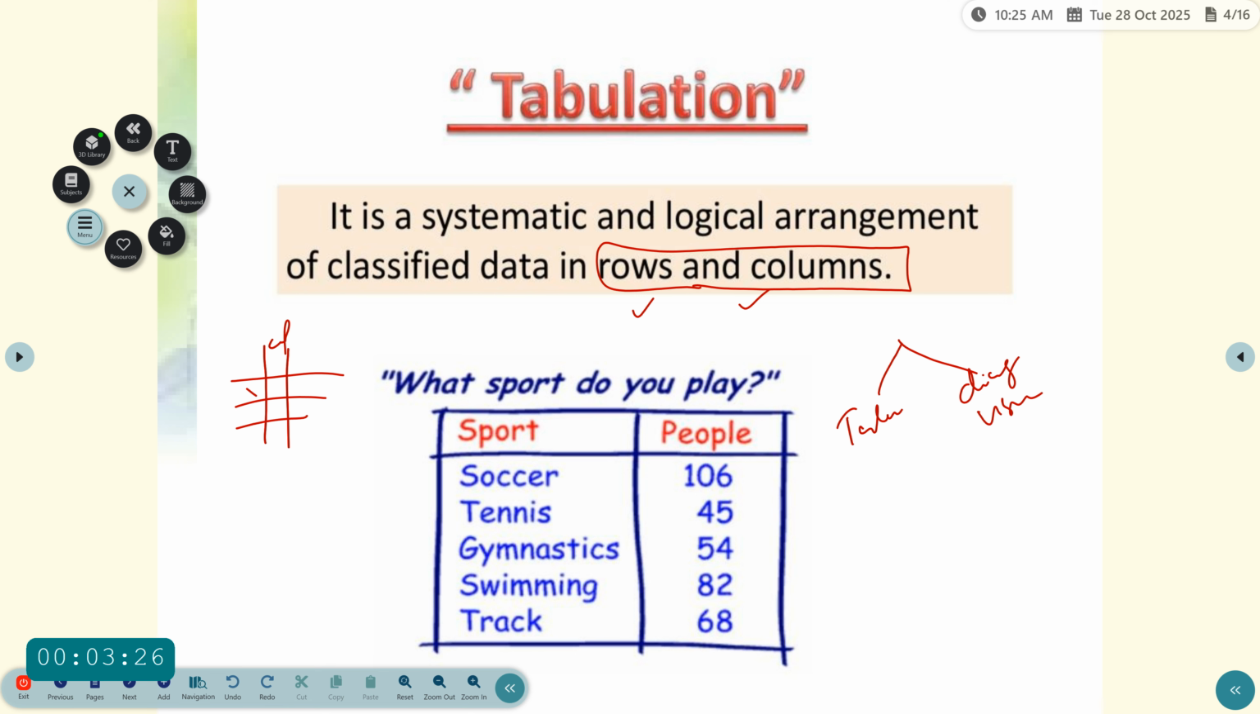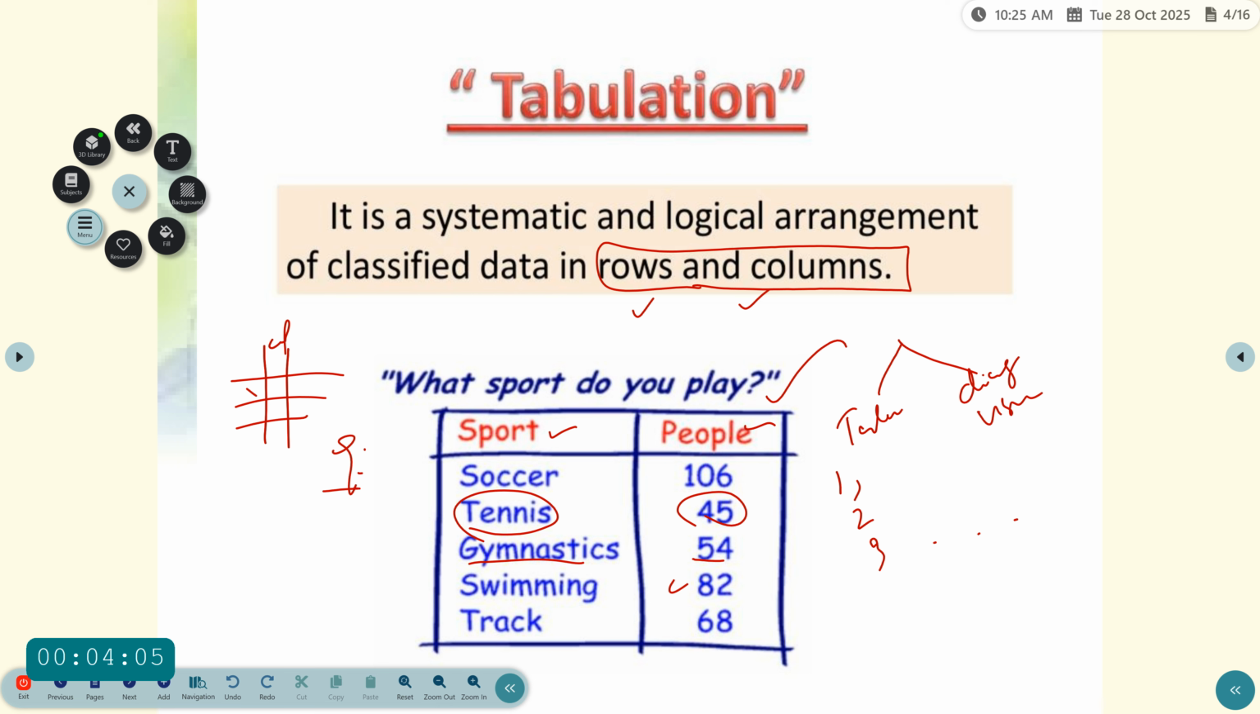So now let us see tabulation. What sport do you play? It is a simple example for you. I collected some data from the students and then tabulated the collected data. Sports, number of people. Tennis is liked by 45 students, gymnastics by 54, swimming by 32, and so on. Similarly, we collect the data. If we write this data out, the first student likes soccer, the second student likes tennis, the third student likes gymnastics. Likewise, we have to count all the data.